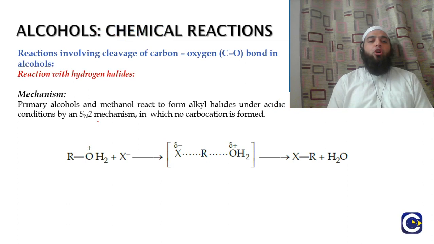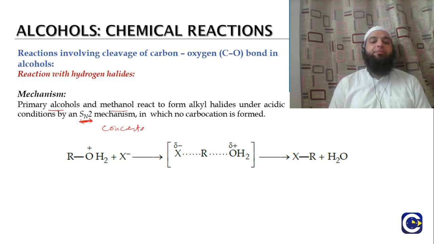And now if we talk about the reaction mechanism of primary alcohols and methanol, it will follow the SN2 mechanism. Again, this is a substitution reaction, but with the SN2 mechanism. This is a concerted mechanism. It goes in just one step. The making and breaking of bonds as shown here is simultaneous. There is no formation of any intermediate, no carbocation formed in this reaction. So this is the reaction.